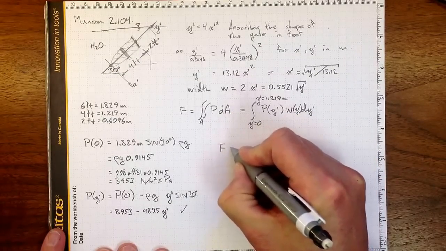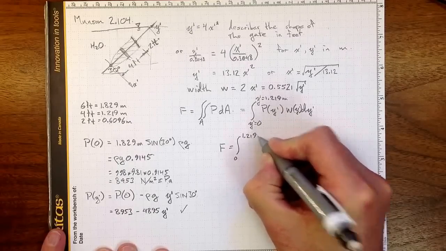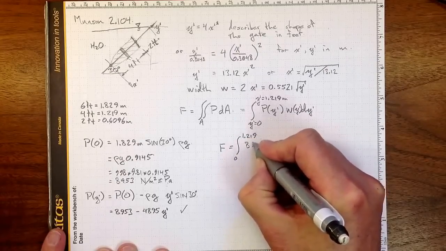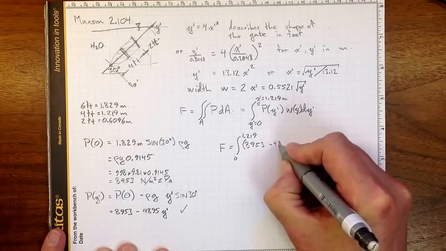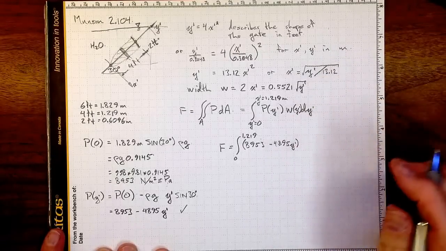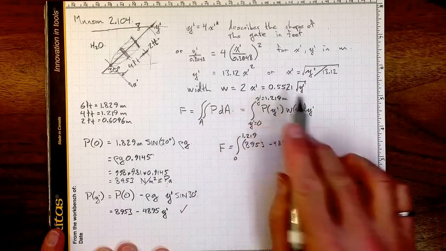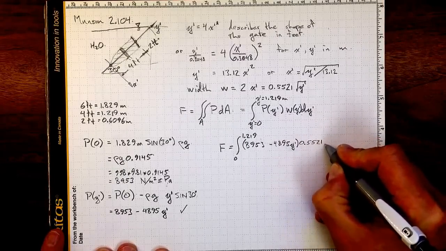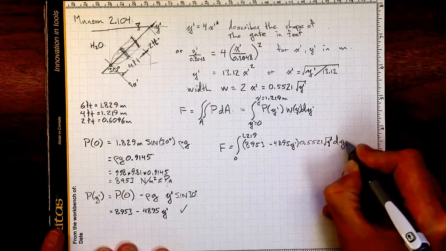So when we go to do the force, we're looking at the integral from 0 to 1.219. P of y is 8953 minus 4895 y prime, times the w of y prime, the width, 2x prime, or 0.5521 times the square root of y prime, all dy prime.